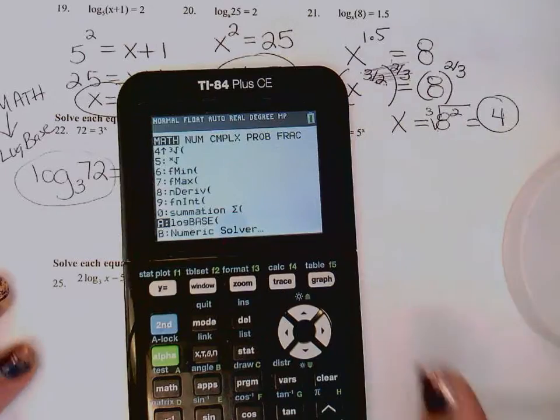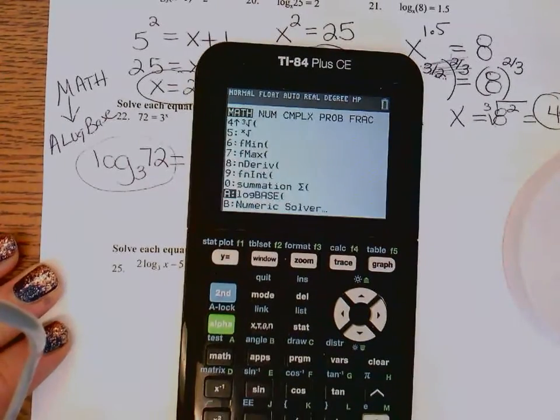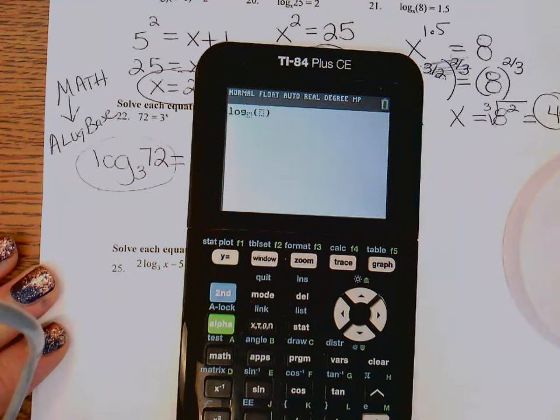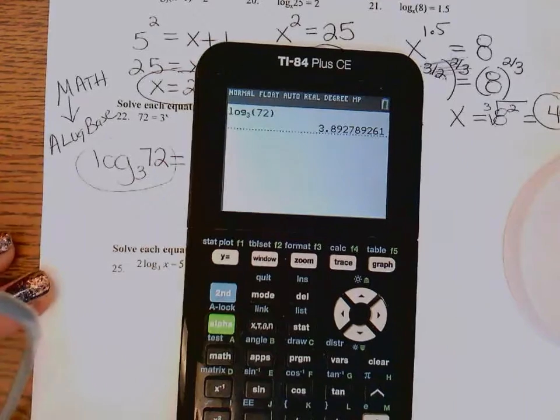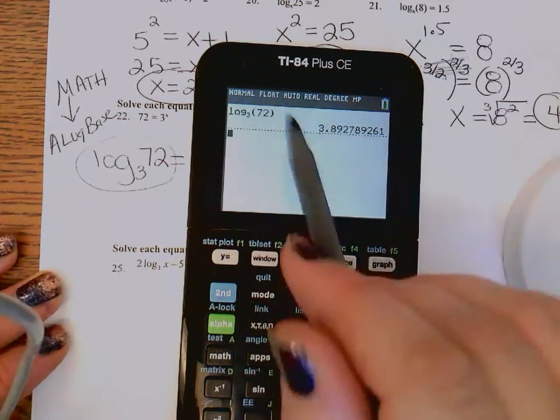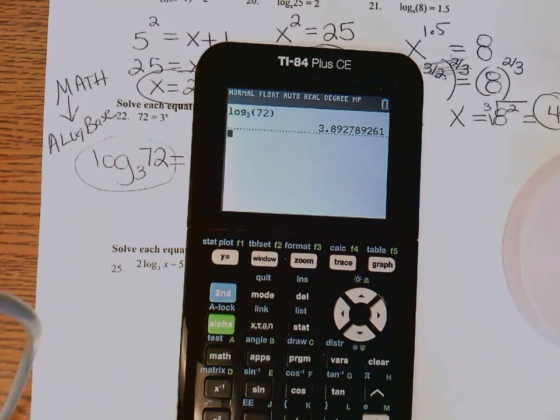Math, A, log base. See, log base allows you to change the base to what you want and the inside of the log to what you want. Log base 3 of 72, about 3.9, right? 3.89. Was everyone able to find that key? Yep, math, go down to the bottom and find that key.